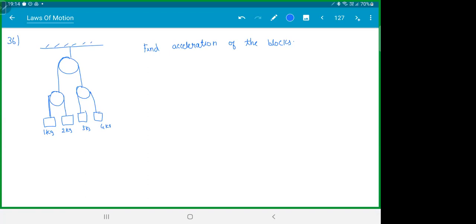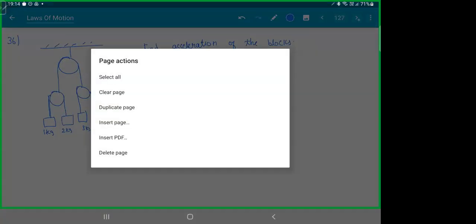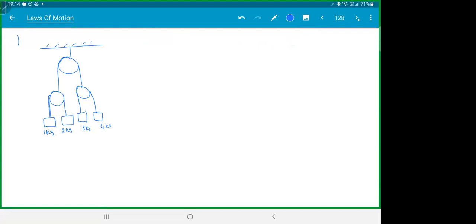How do you do this? Let's replace them. I'll replace this with M equivalent, which is 4 into 3 into 4 by 7. Numbers are bad. 48 by 7. This should be M equivalent, 4 into 1 into 2 by 3, 8 by 3.